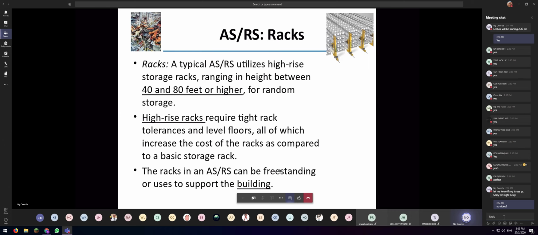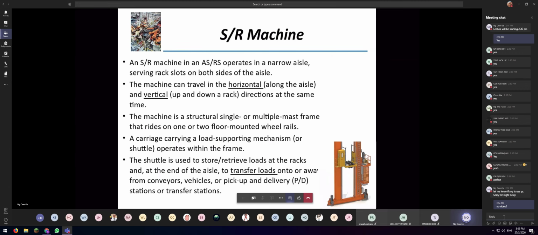Okay, the racks can be freestanding or used to support the building. So these racks are within the building. If you are building the building for this automated storage and retrieval, the racks themselves, because these are the strong weight bearing loads, can be used as your pillars basically for the building. In fact, there are designs where there is no building. What you're building is just the racks, and you literally just place a roof on top of the racks, and that is your building. And that means you do not have to construct a wall. The racks themselves are the support for your building.